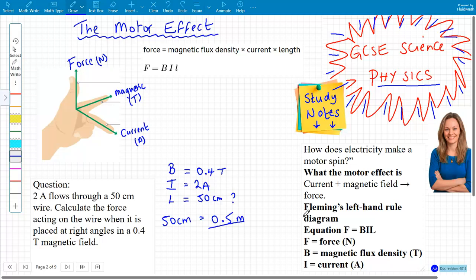Now it's pretty straightforward, this question, because it's already all three here. I don't have to rearrange. So the force to calculate that in newtons would just be multiplying 0.4 by 2 by 0.5. Do I need to do it in the calculator? Well, 2 times a half is 1, and then 1 times 0.4, that's just going to give us 0.4 as our answer. So force is 0.4 newtons there. So that's how you apply Fleming's left-hand rule and using the equation for the motor effect.